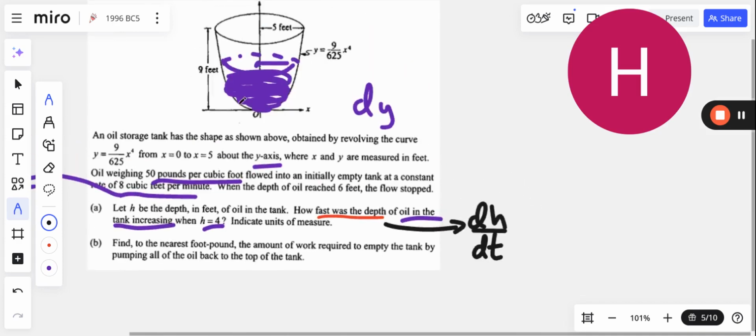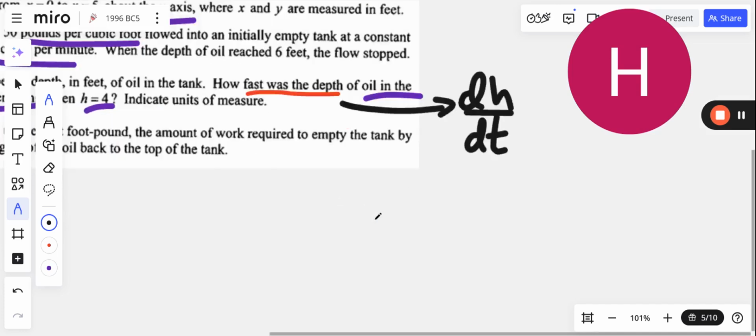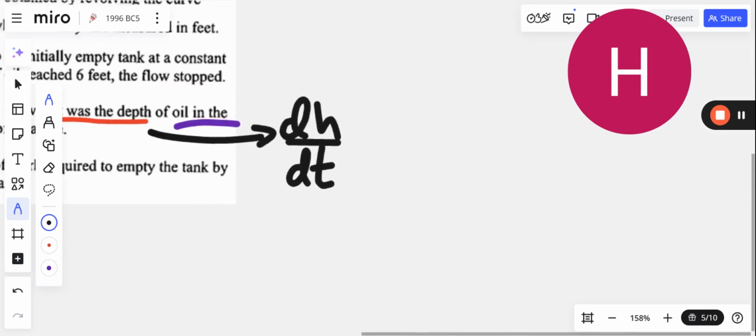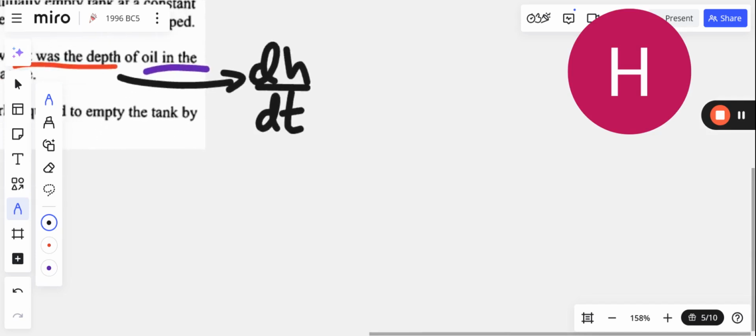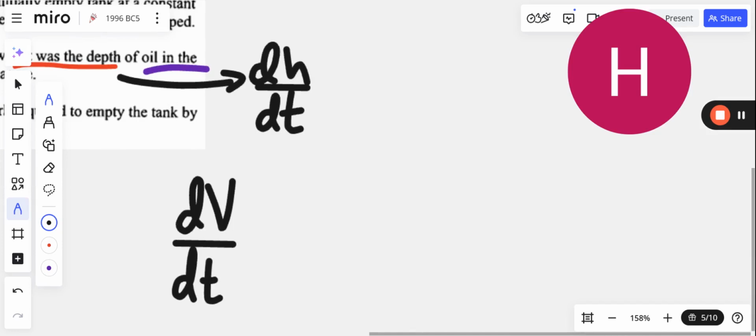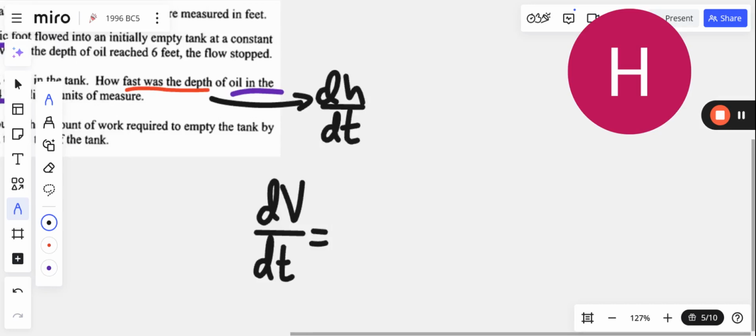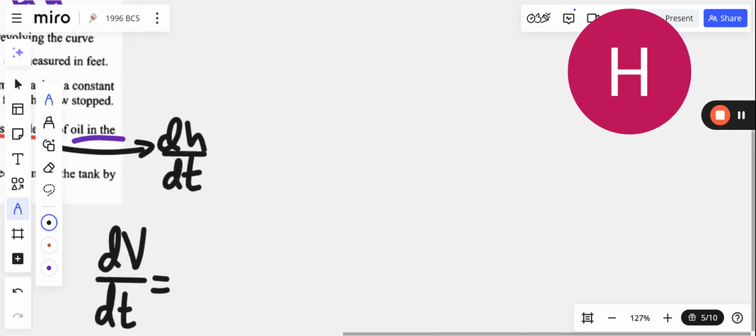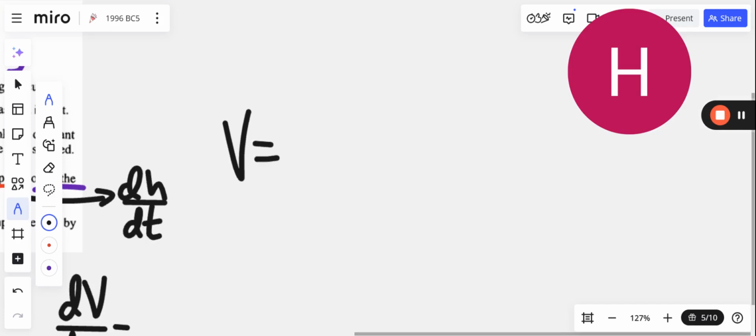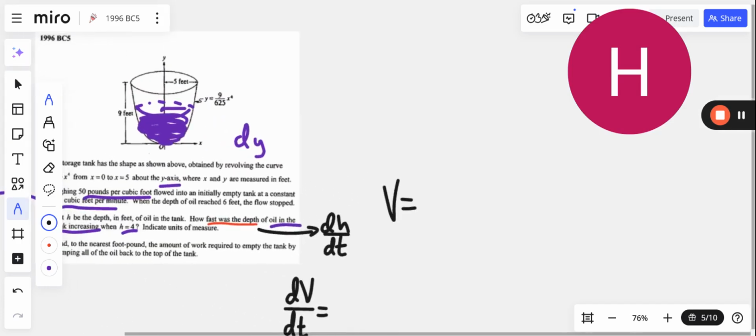We have that the height of the oil depends on how much oil has been put into it. Is that right? So dH dt is going to require us to do the derivative of the volume. And dV dt is just the derivative of the volume. So we're going to need an expression for the volume, right? The volume is simply the total amount of oil that's in there.